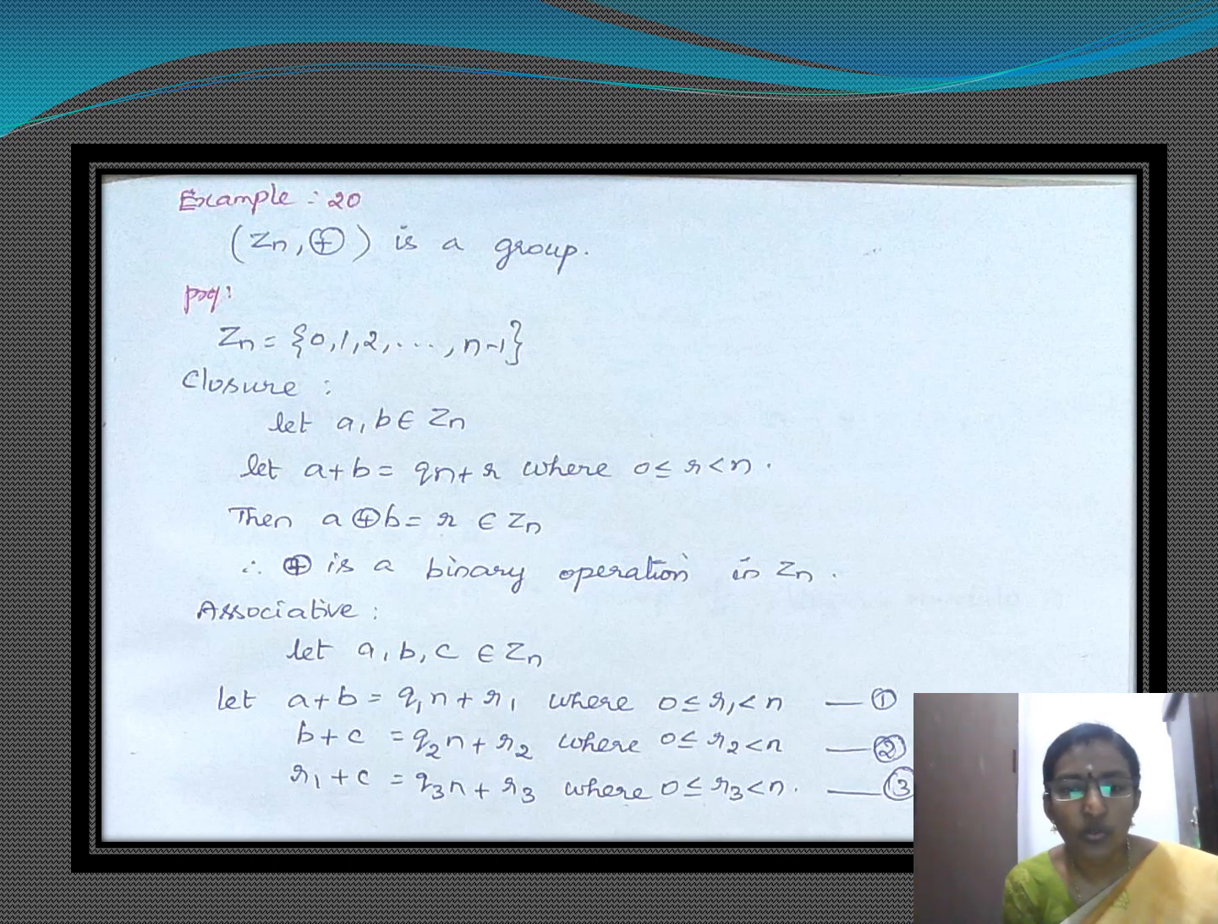For this we have to take three elements, that is a, b, c belongs to Z_n. Let me take three equations. a plus b equal to qn plus r1, where r1 lies between 0 and n, and b plus c equal to q2n plus r2, and r1 plus c equal to q3n plus r3. Here r2 and r3 both lie between 0 and n.